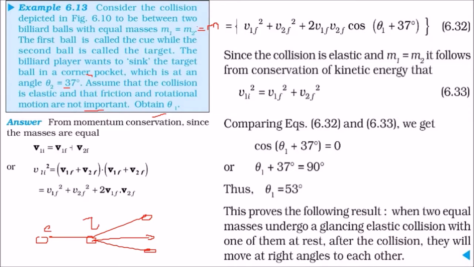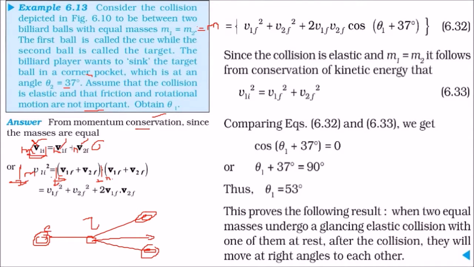We'll start with momentum conservation. Since the masses are equal, you can just write M here. The initial momentum of these two will be equal to the final momentum of these two. We are not writing M because they will anyway cancel out. And we can write half M here, half M here, half M here. But we will not use this.